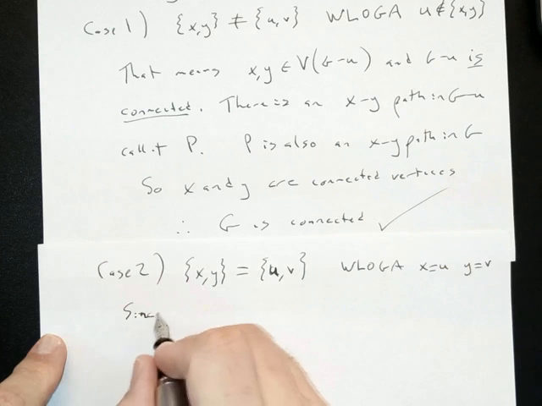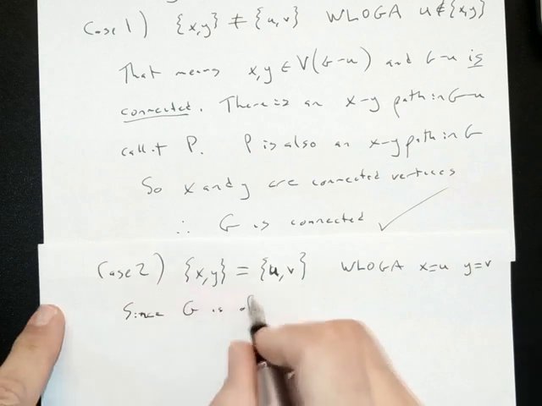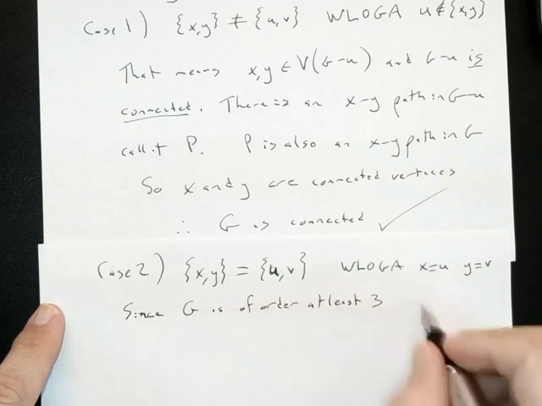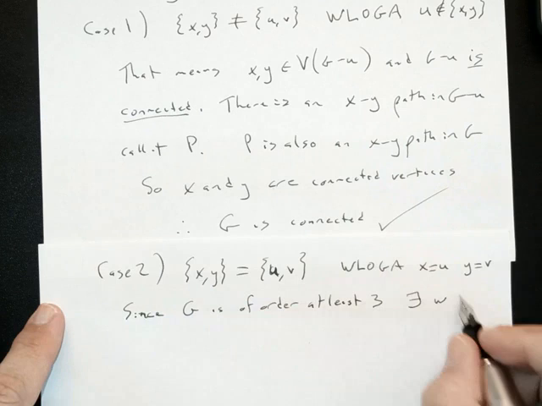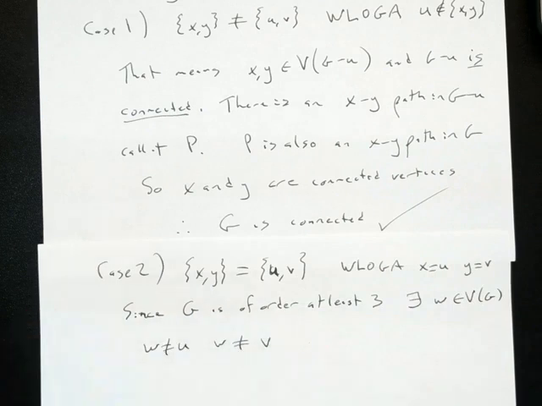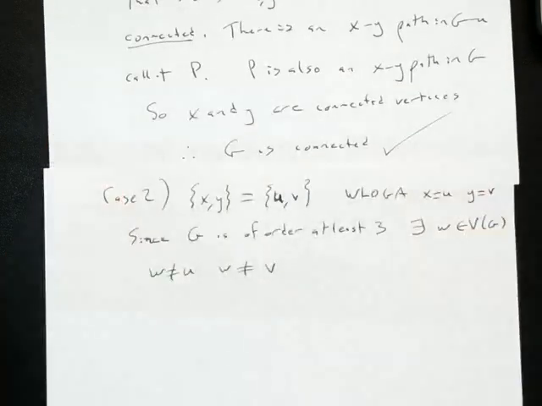Since G is of order at least 3, there exists W in the vertices. W is not U, W is not V. I have a third place, W. By the way, you can use whatever names you want. I'm playing the same game I always play. Variables come from the end of the alphabet. What do I do with W?